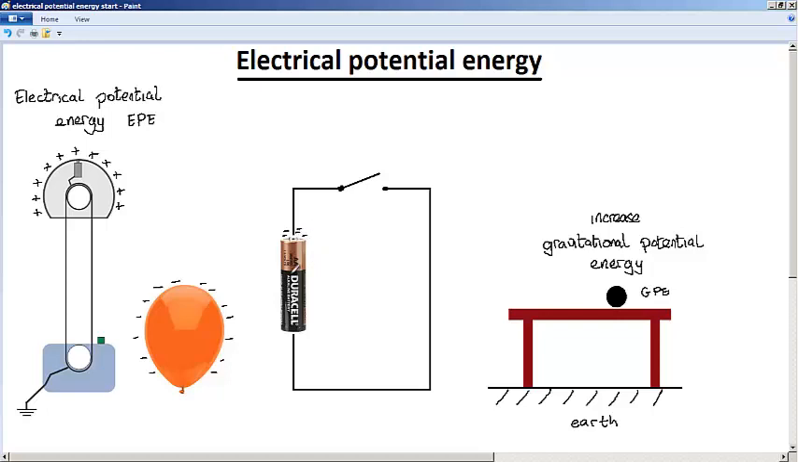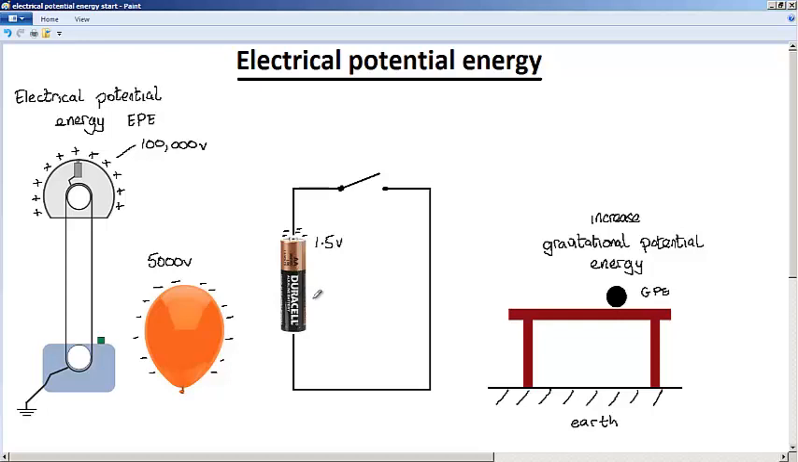Now, the main difference between the three different accumulators, if you like, is in the voltage. A Van de Graaff generator will acquire an electrical potential of something like 100,000 volts, whereas a balloon would be something like 5,000 volts, and your common AA cell will produce a voltage, an electrical potential at that terminal of only 1.5 volts.